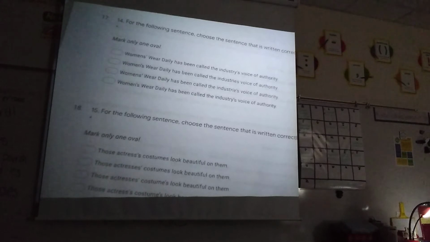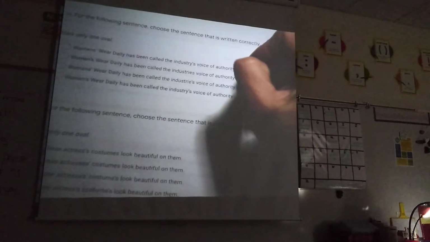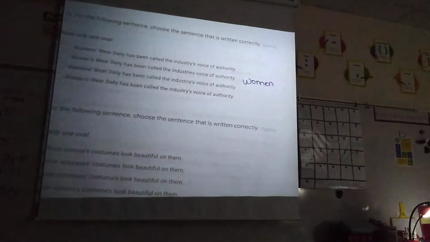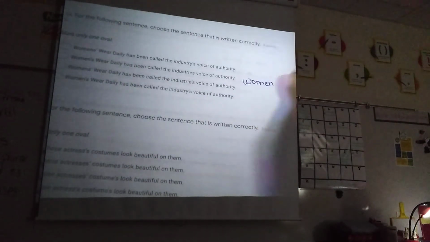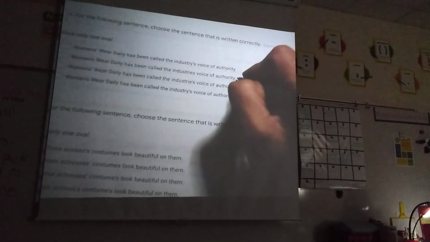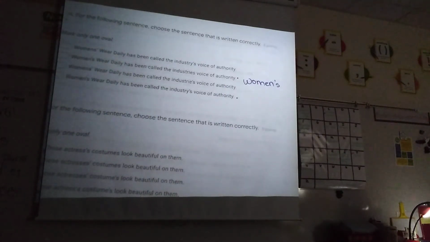Number 14. Women's wear has been called the industry's voice of authority. We are with this scenario once again where we have to look at the word women. Women is plural, so we're going to do the rule that if we're talking about more than one woman, we do the apostrophe S. When we do that, we are immediately aware that we are going to choose between the second and the fourth option.